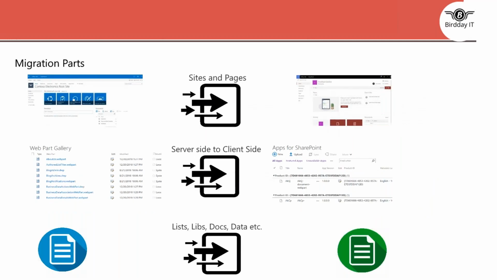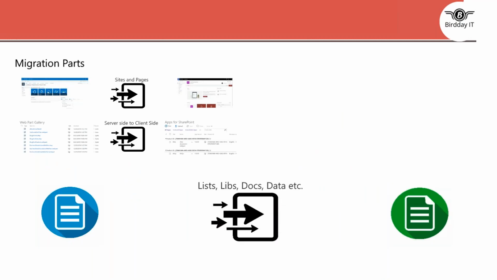The third main part concerns the migration of all lists, libraries, content types, site columns, list items, and documents, so the data migration. And this data migration is exactly what this short webinar is all about.